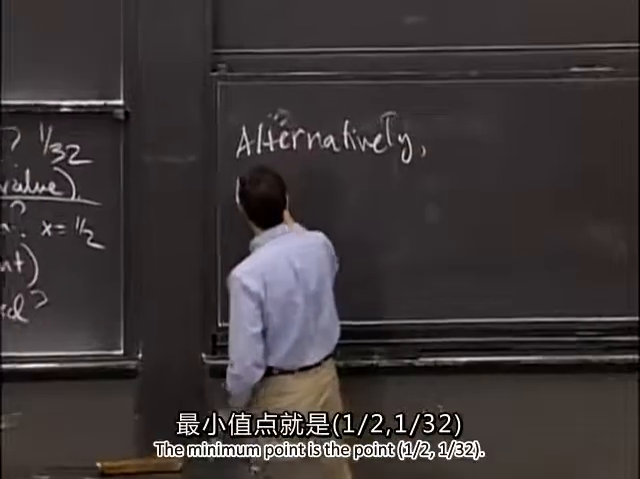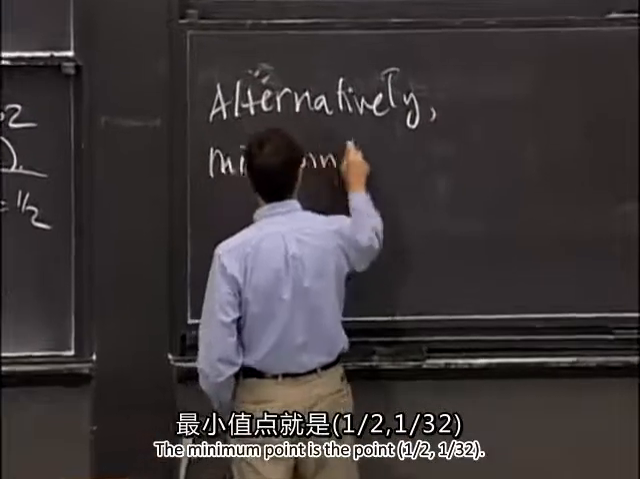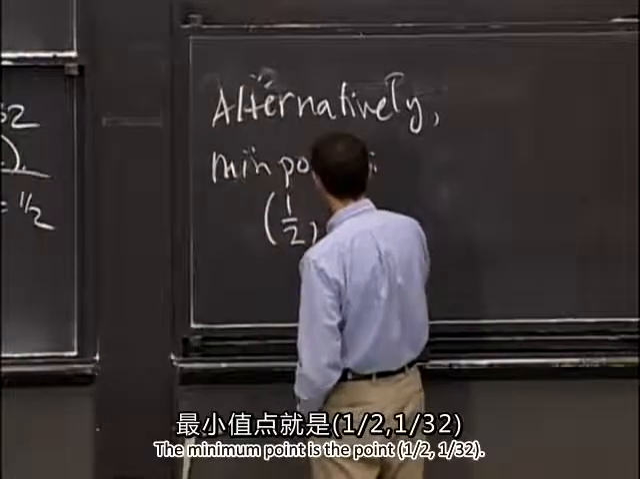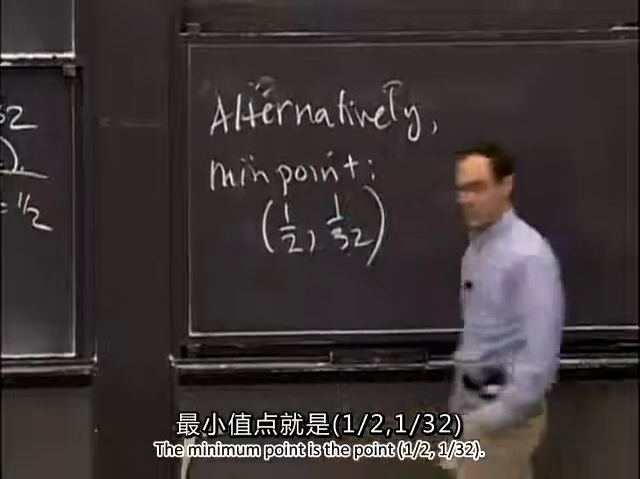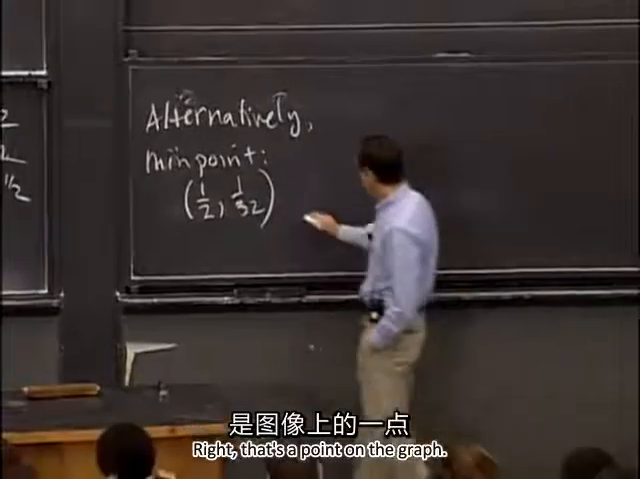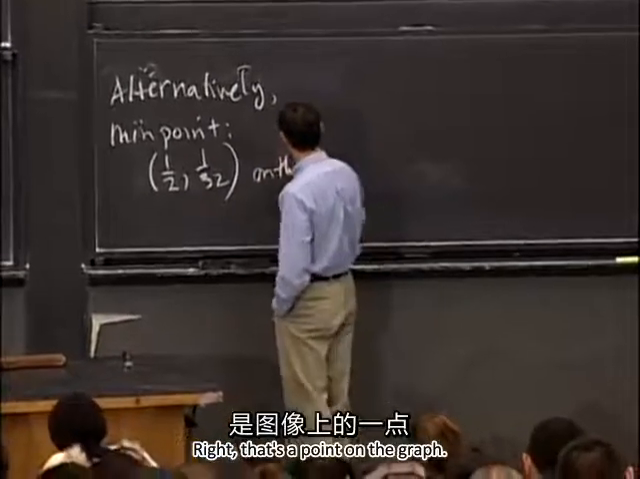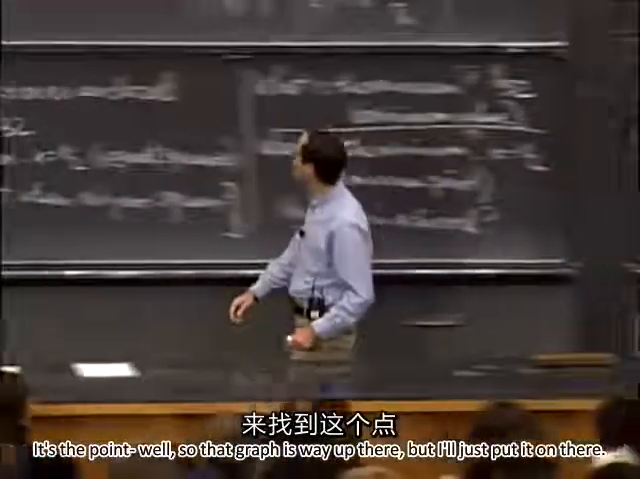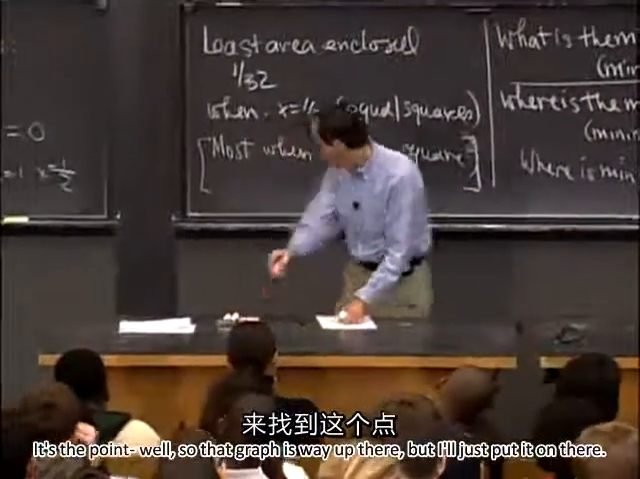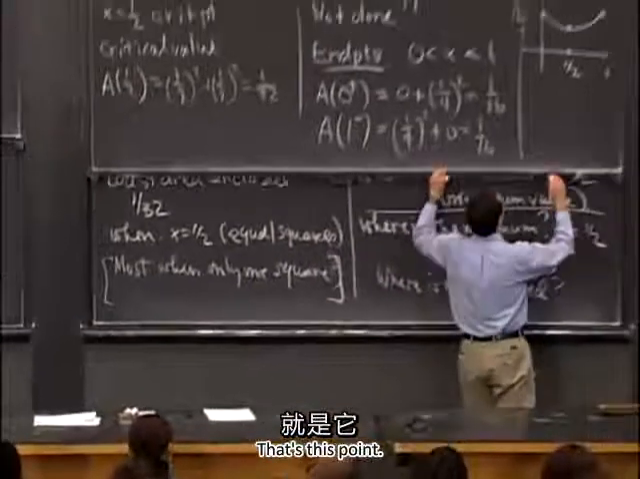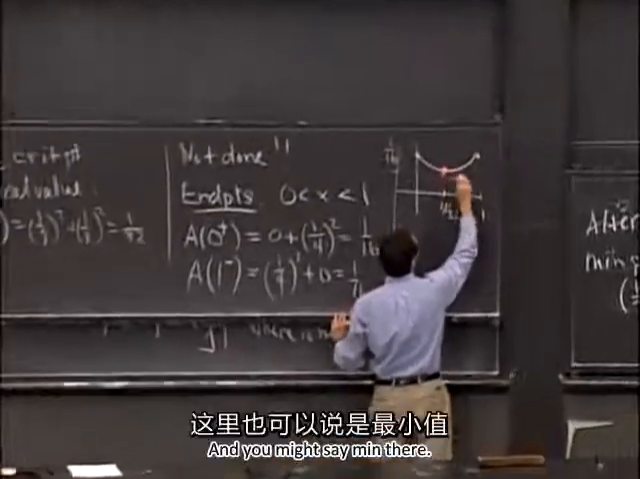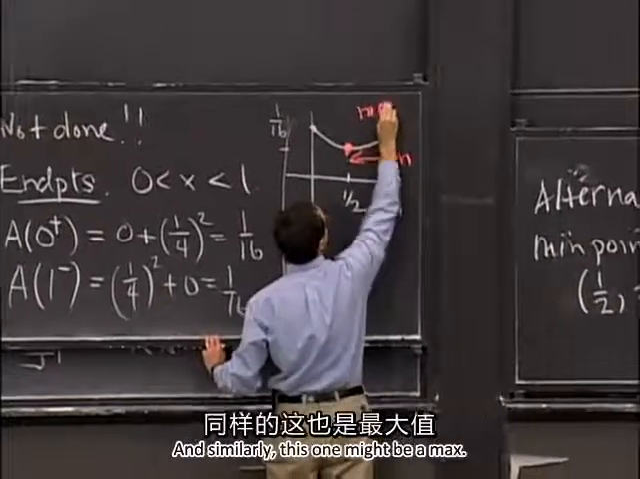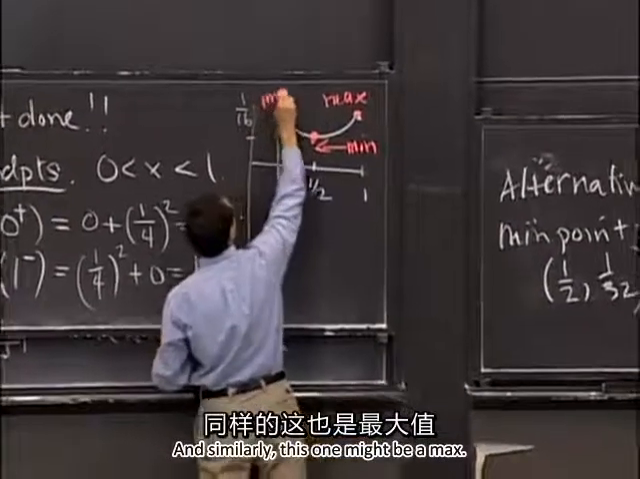The minimum point is the point (1/2, 1/32). Right? That's a point on the graph. Well, that graph is way up there, but I'll just put it on there. That's this point. And you might say min there, and you might point to this point, and you might say max. And similarly, this one might be a max.